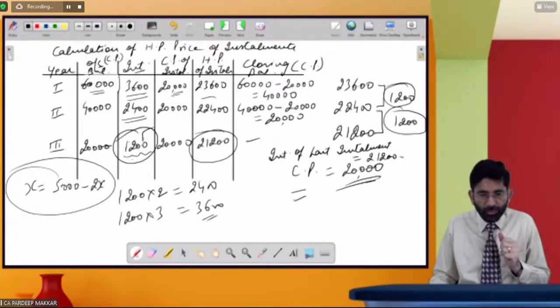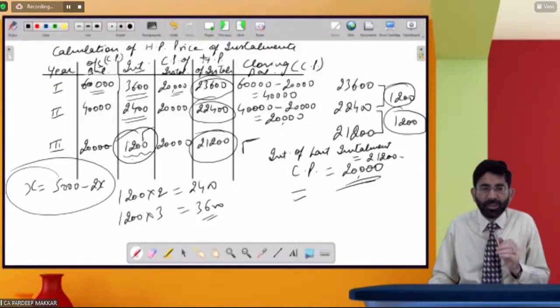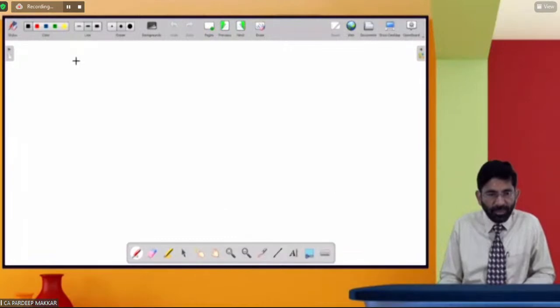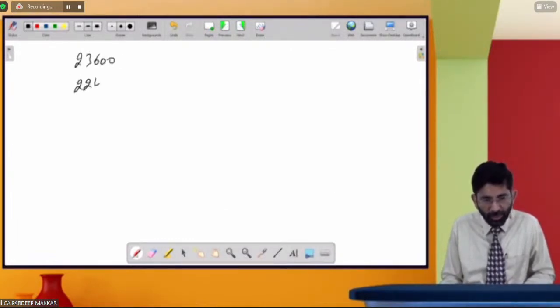It is 22,400. It is 23,600. Now 21,200 is given to you. This 21,200 is HP price of installment, beta. So HP price of installment is 23,600, 22,400, and 21,200, beta.